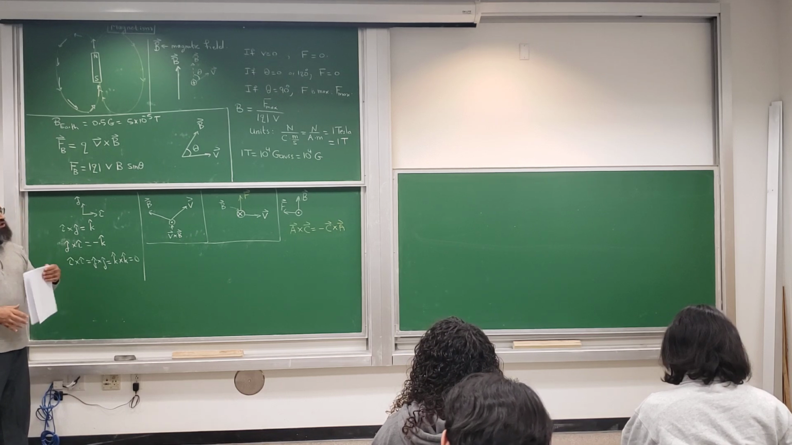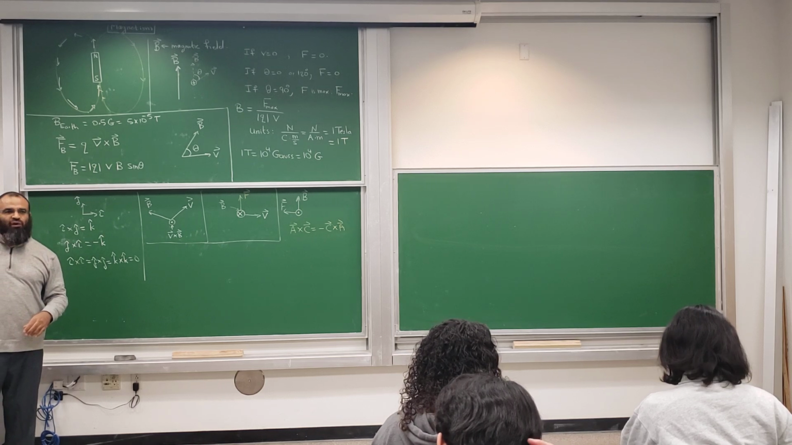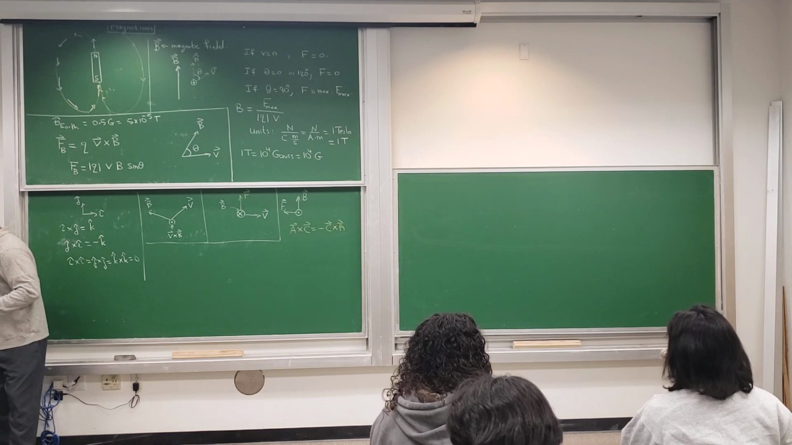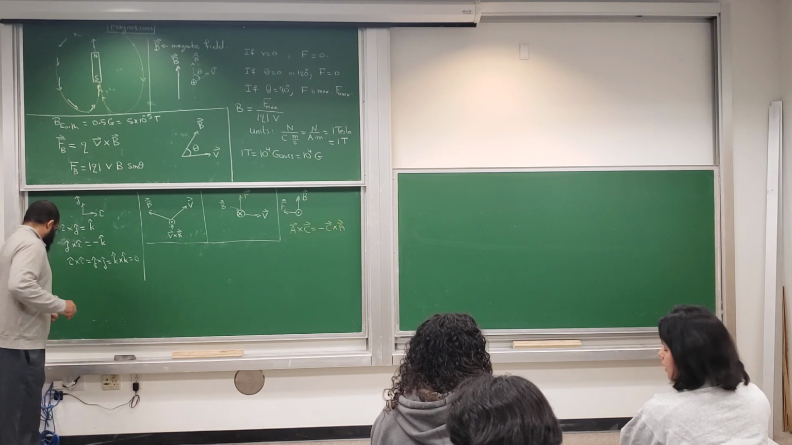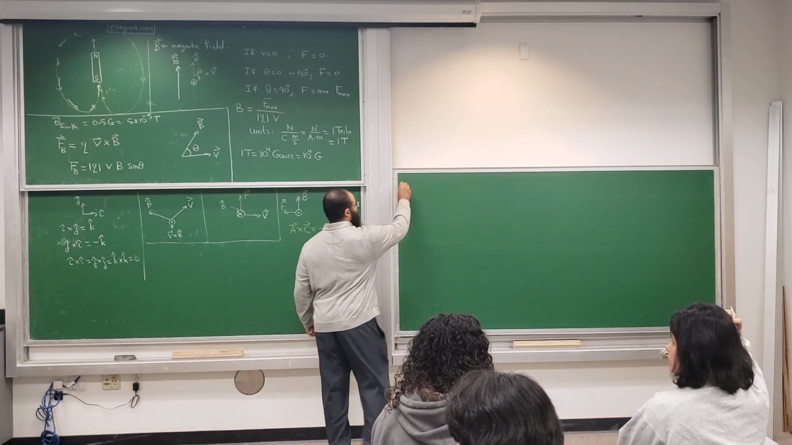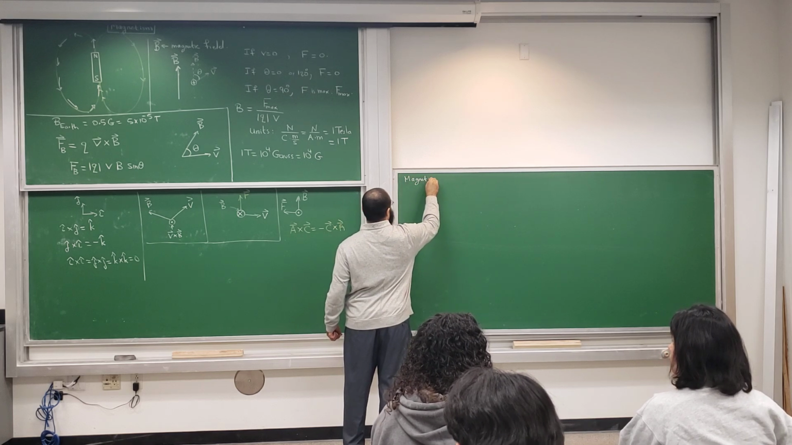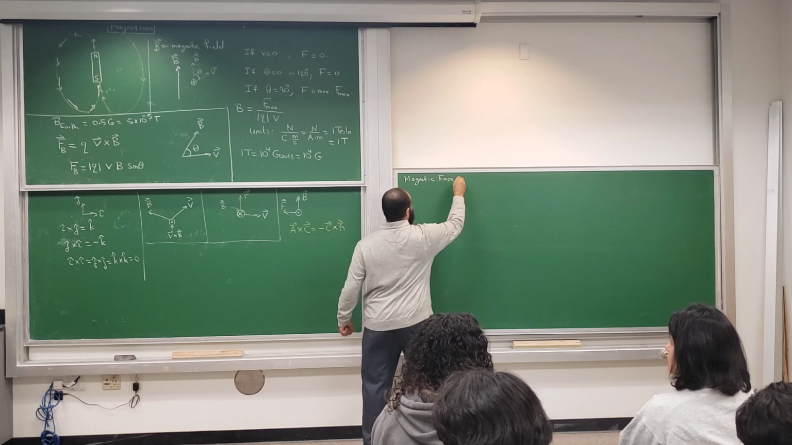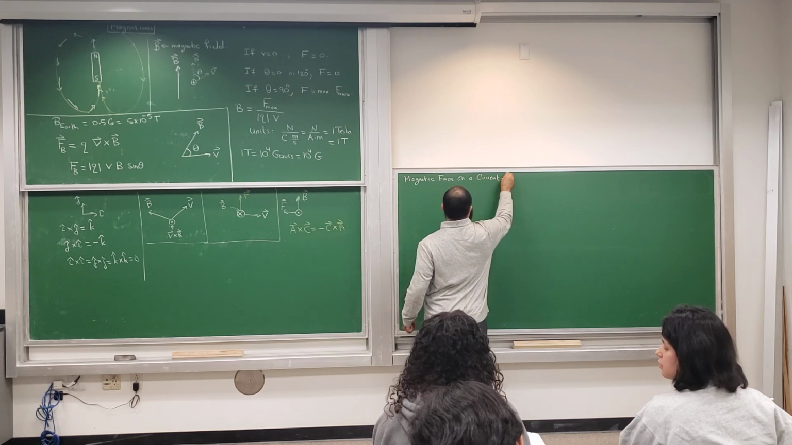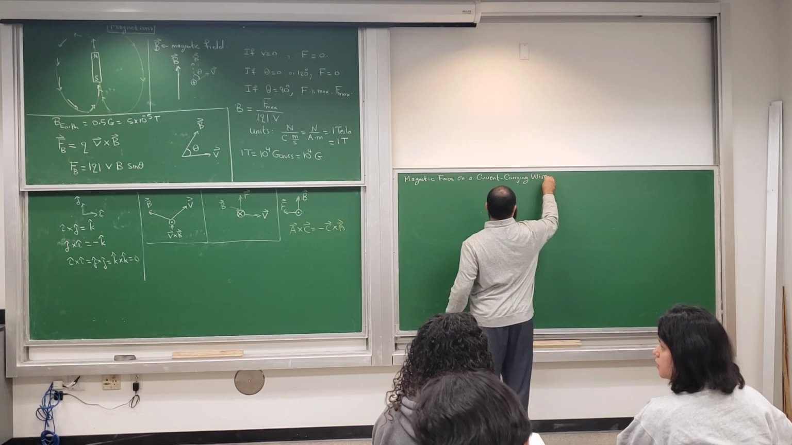So now I would like to discuss, so these are point charges moving in a magnetic field. What if I have a current carrying wire, a wire that has current and it's in a magnetic field? What force would it experience? Magnetic force on a current carrying wire, right?